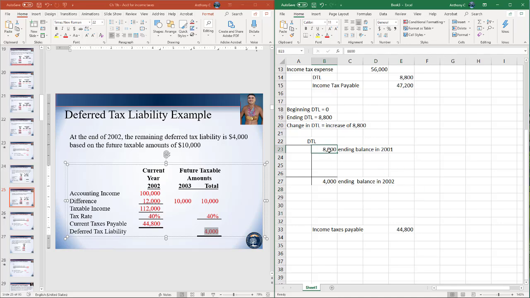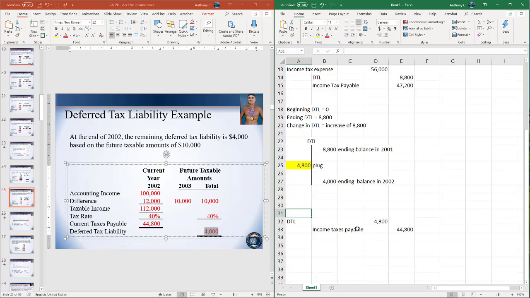So to get from an $8,800 balance to a $4,000 ending balance, we'd make a debit for the difference. So our debit here would be for $4,800, and that's going to be our plug number. Since we need to make a debit to DTL for $4,800, we can carry that over to our journal entry. We'll make a debit for $4,800.